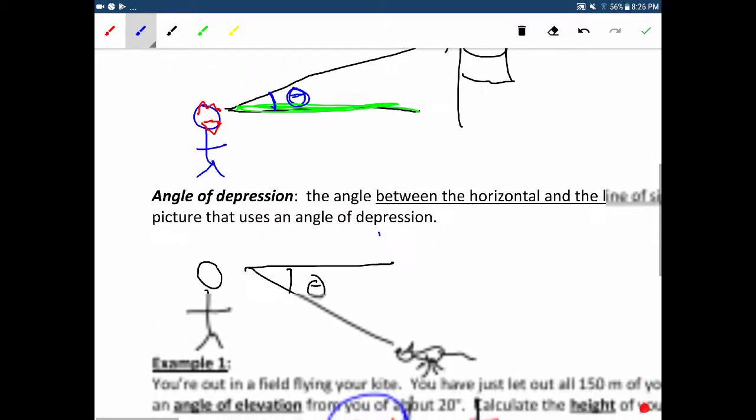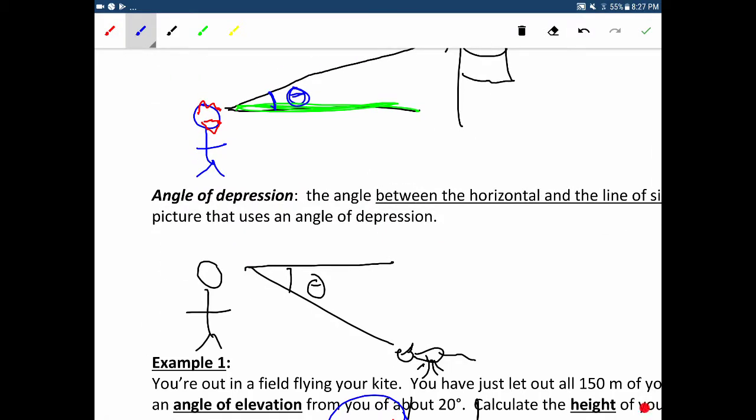The angle of depression is exactly the same idea. You can see somebody looking down at what is clearly a cat. It's a perfect, I do feel like it's missing, there we go. Get some whiskers. There we go. I knew I had something left to draw on this.